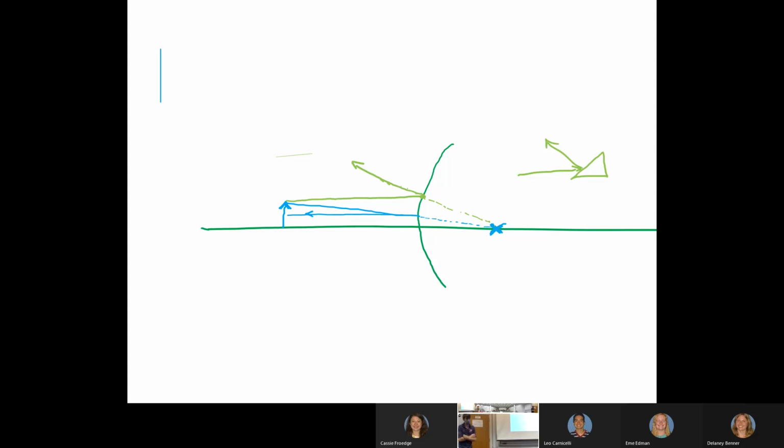Uh-oh. What do you notice about those two actual beams of light? The blue ray and the yellowish ray. What do you notice immediately about those?